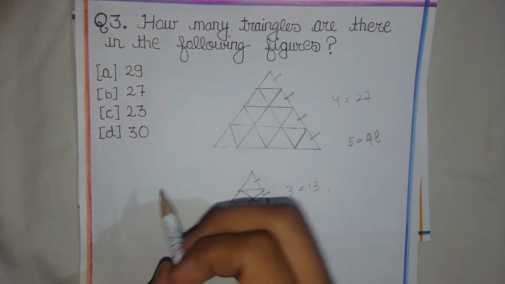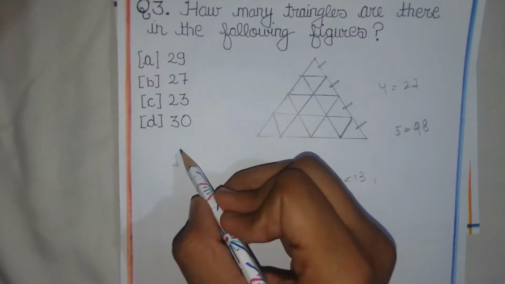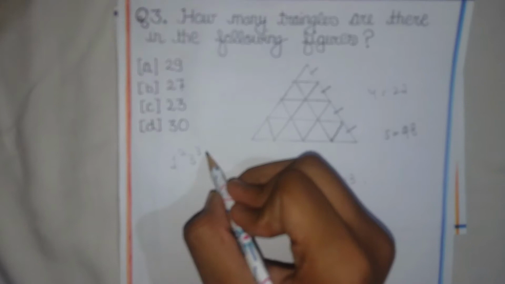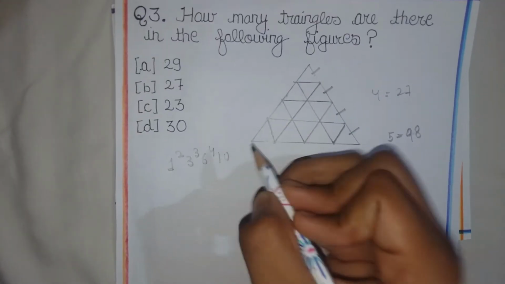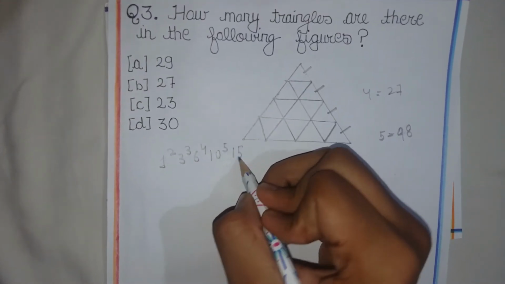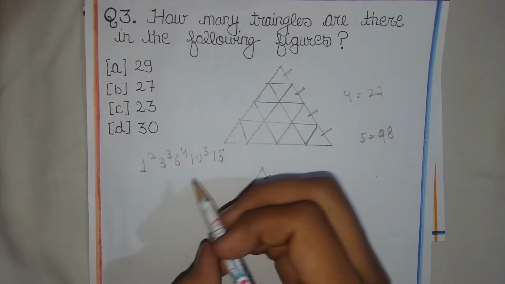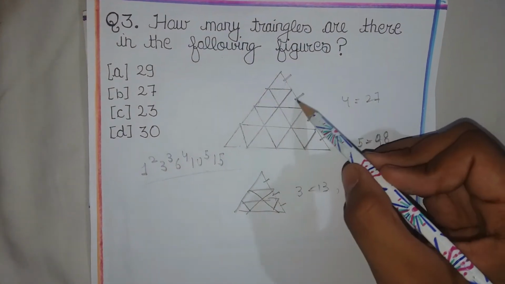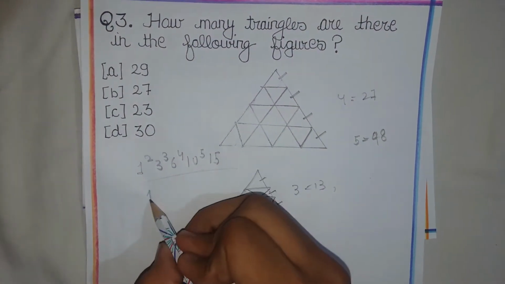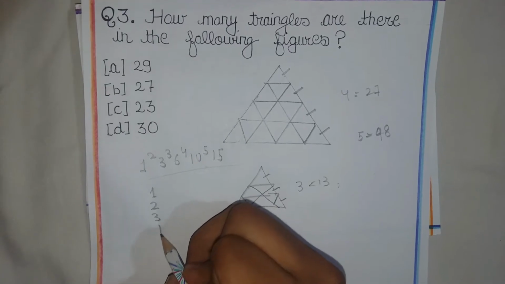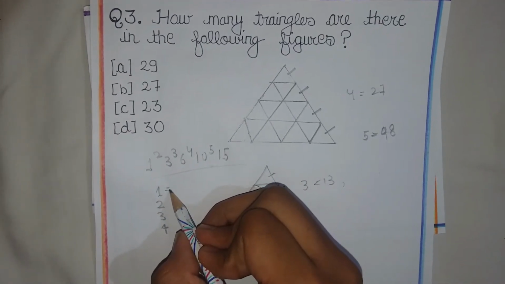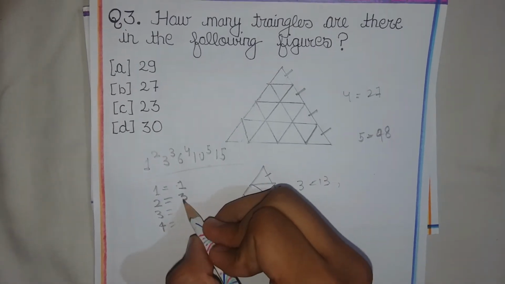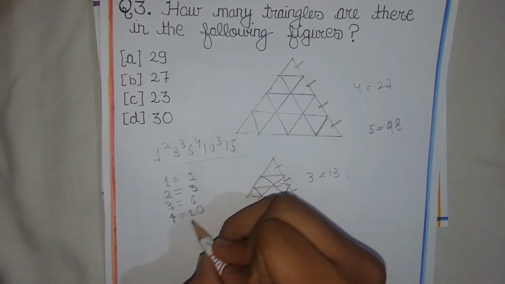Guys, here the sequence is 1, add 2 to it, we get 3, add 3, we get 6, add 4, we get 10, add 5 to it, we get 15. So guys, remember this. Now the thing you have to do is, here the number of triangles are 4, so write 1, 2, 3, 4. Then you have to write the numbers 1, 3, 6 and 10.